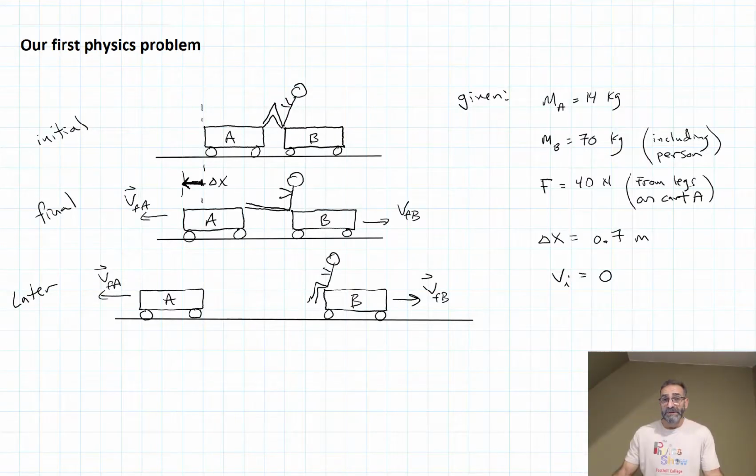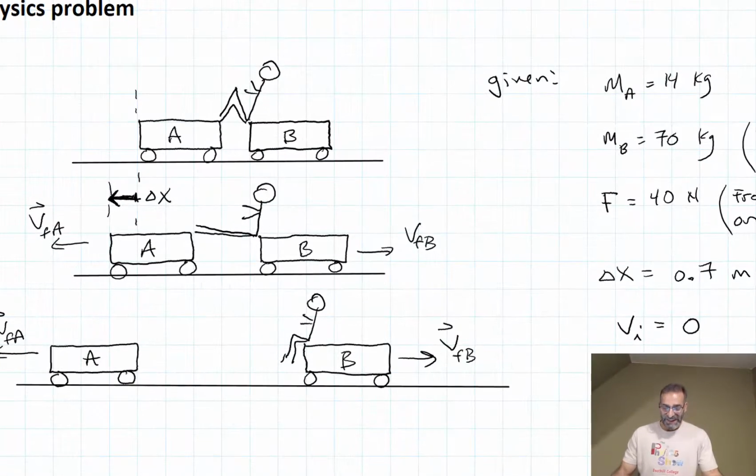It's time for our first problem, or I like to think of them more as puzzles. We have to find the missing pieces and put them together and see what we can figure out. It's a puzzle. All right, so in this case, we've got a person sitting on top of cart B, and their feet are up on cart A. Sorry, that's as good as I can do with my drawing ability.